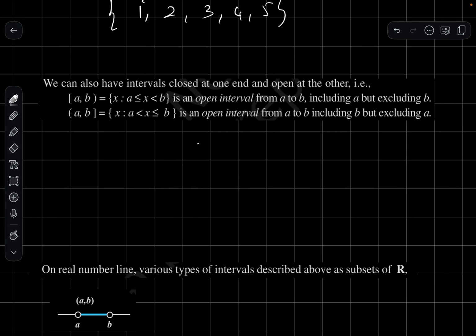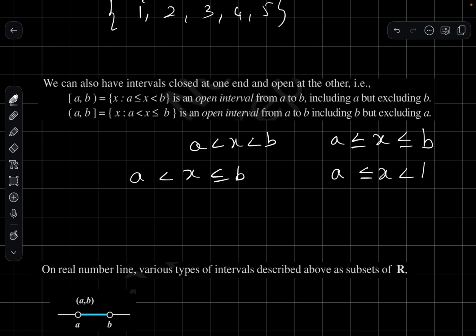We have a less than x less than b, and another one, a less than or equal to x less than or equal to b. Now you can take the intervals as a less than x less than or equal to b, and a less than or equal to x less than b. When you get only the less than symbol, you put the open bracket for that number, and where you get less than or equal to, you put the box bracket. Similarly, on the left hand side it is less than or equal to, so box bracket, and less than b is the open bracket.